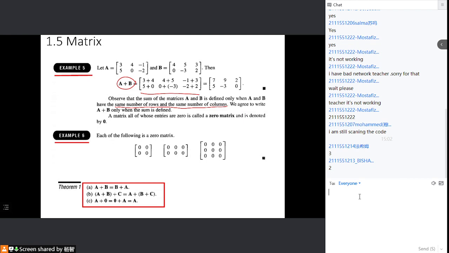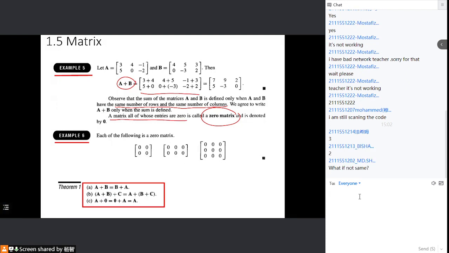And we will define another special matrix, the zero matrix. A matrix all of whose entries are zero, we call it the zero matrix. So now we have the matrix, and the square matrix, which means the number of columns and rows are the same. And we also have the diagonal matrix, and then the zero matrix.